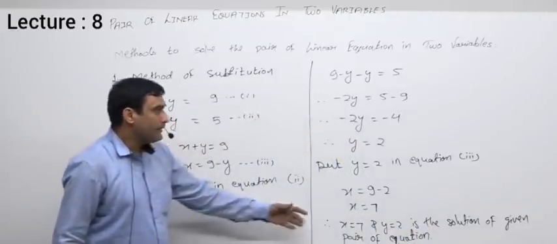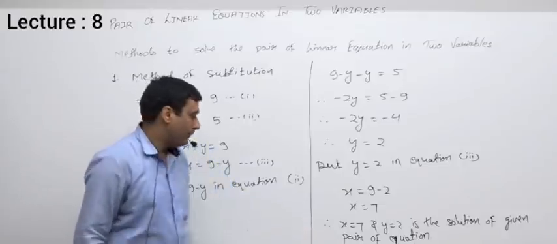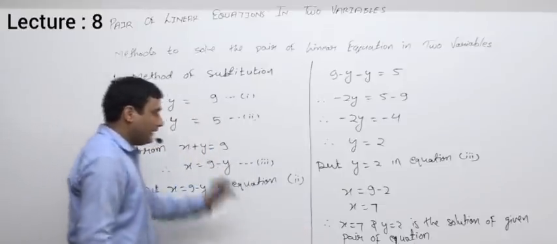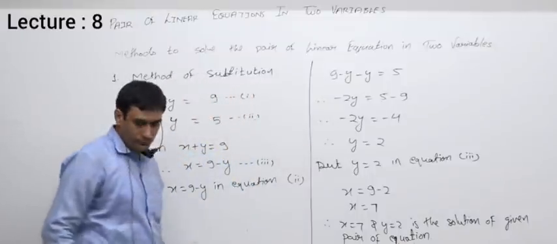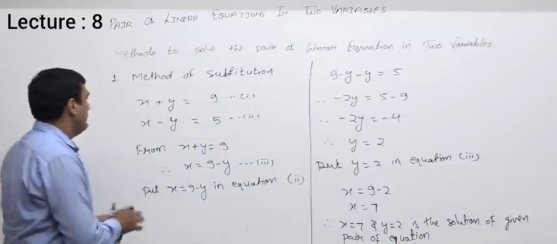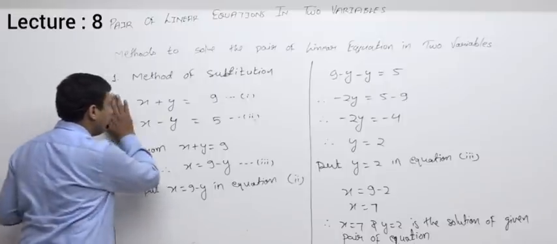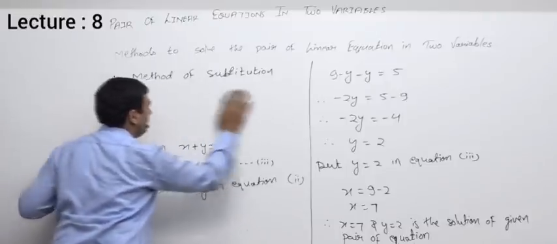Okay, we can write the same thing in the set theory form in curly brackets. That we will see in the next question. Is it clear? We'll see one or two more examples of the method of substitution.